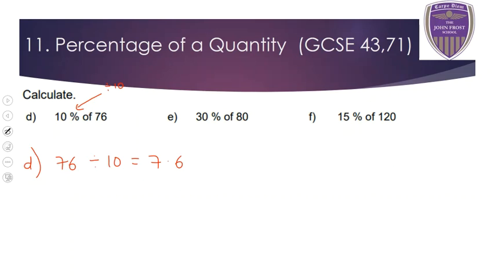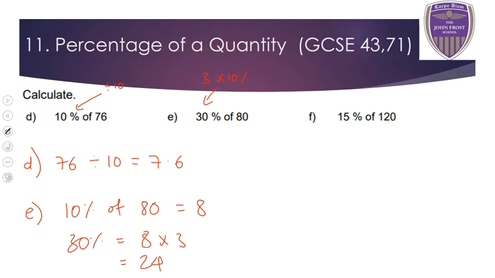Then for 30%, a few different ways of doing it, but most people would do 3 lots of 10%, because we already know how to work out 10%. So if we can do 10% and times by 3, that gives you 30%. So 10% of 80 is 80 divided by 10, which is 8. So 30% is 8 times 3, which is 24.